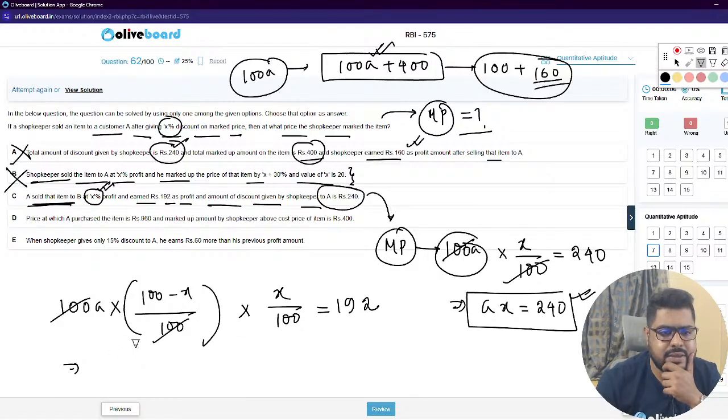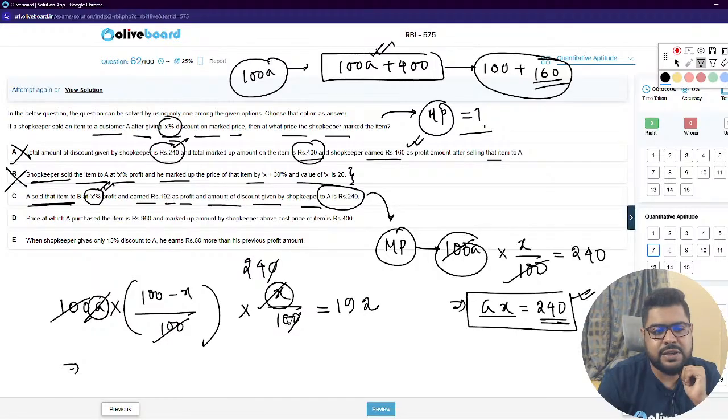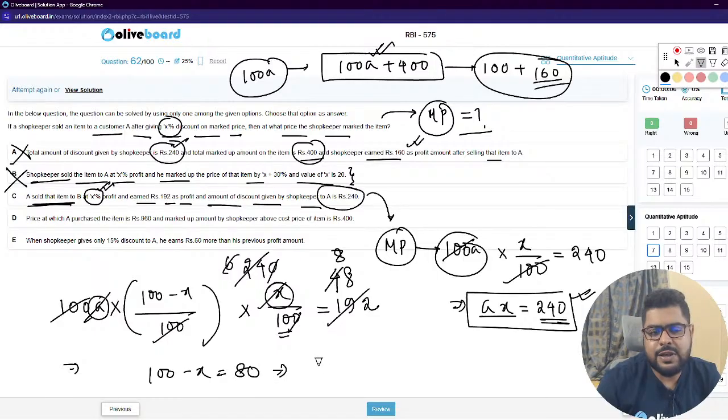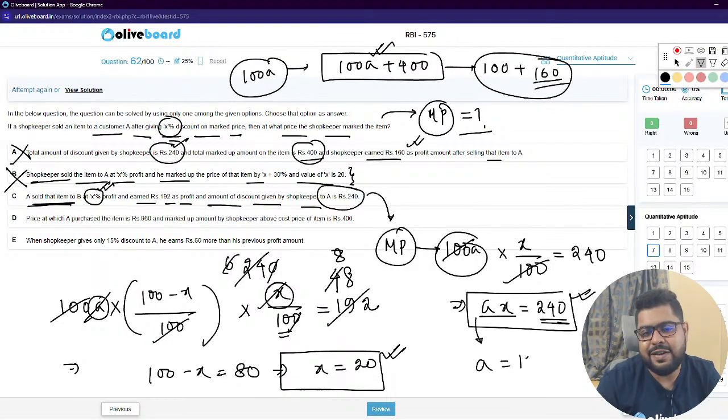Anything else? Let's do one thing. A into X is 240. Let's write it down. A into X is 240. 24, 24, 24. How can I do this? 4 6s are this. 4 4s are 16. 4 8s are this. 6 8s are this. So 100 minus X will be, this 10 will go that side, it will become 80. So X will become 20, sir. So A becomes 12. So MP was 100A, that becomes 1200.